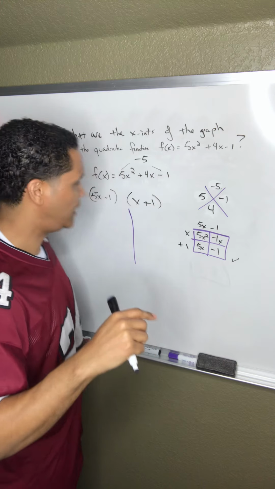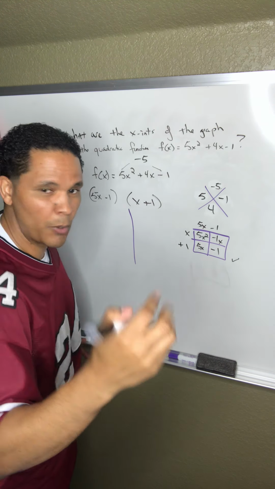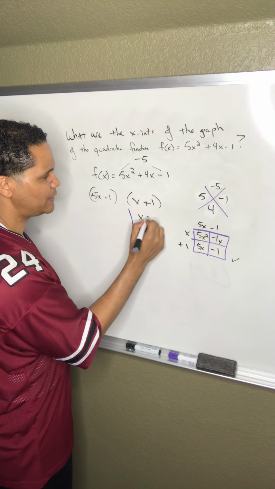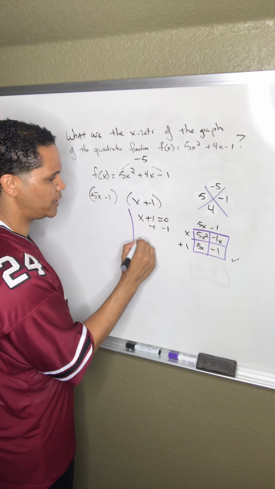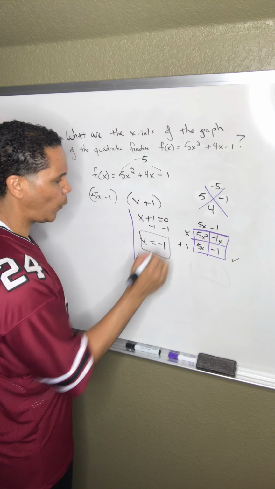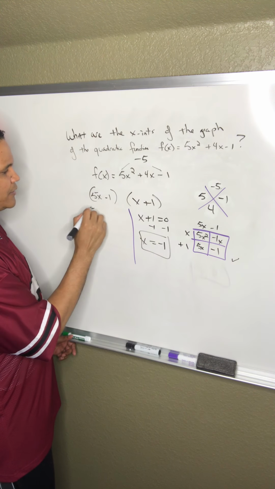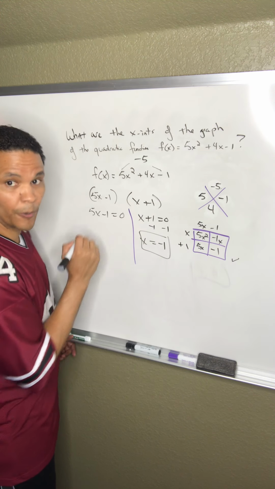Now to find the x-intercepts, we set them both equal to 0. So we have x plus 1 equals 0. How do we solve for x? Minus 1, minus 1. So x equals negative 1. That's one of them. And then our second one is 5x minus 1 equals 0.